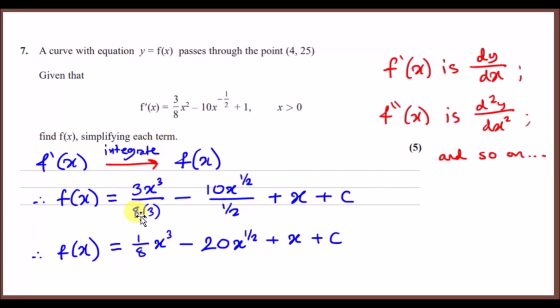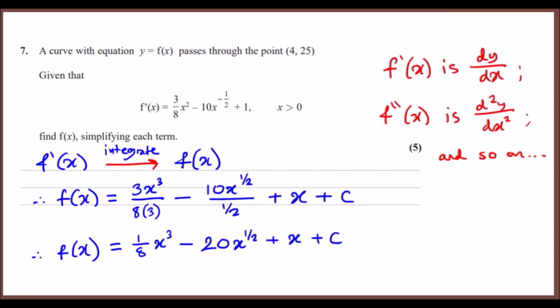So you can stick them together. You can say 3x cubed over 8 times 3. The next one, you're going to have 10x, add 1 to the power, so minus half. If you're not sure how to add 1, just put in your calculator, minus half plus 1, which gives you normal half, over itself, half. And then finally 1 integrates to just x. Remember, this is the same as x to the power 0.